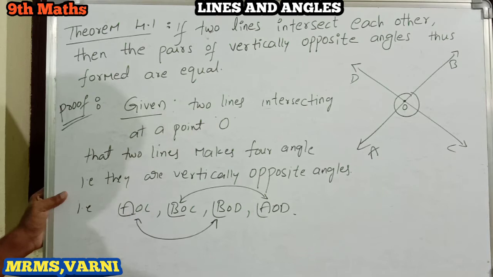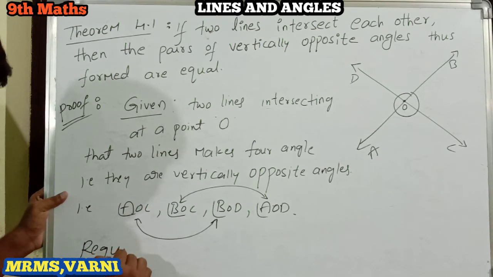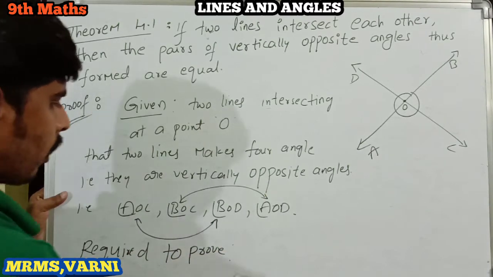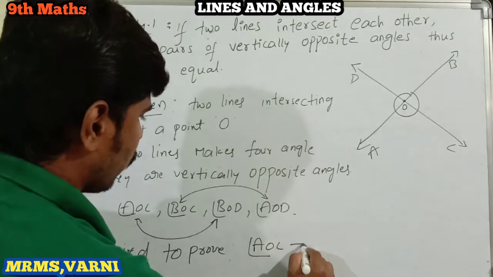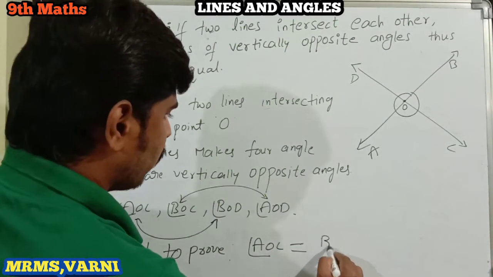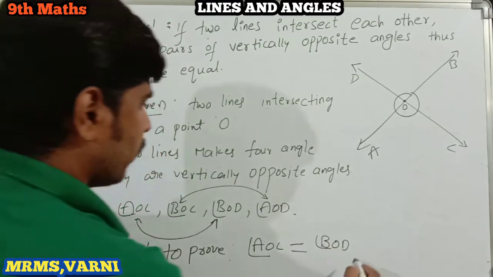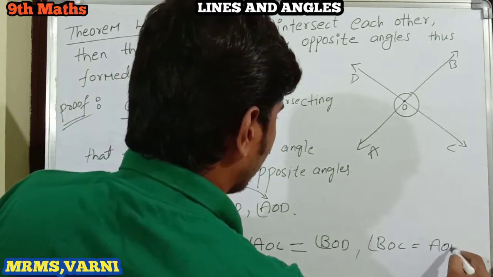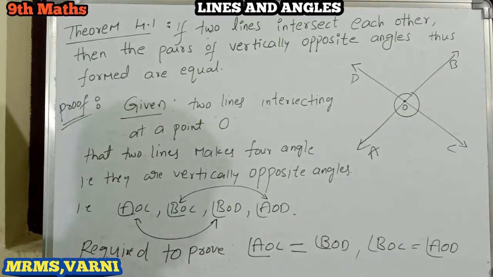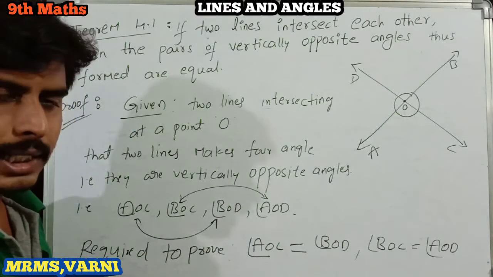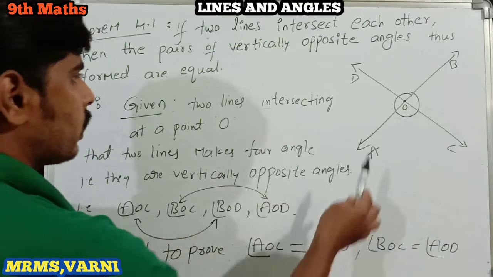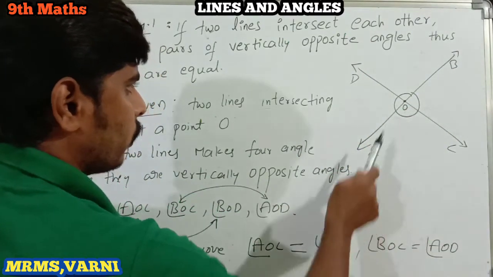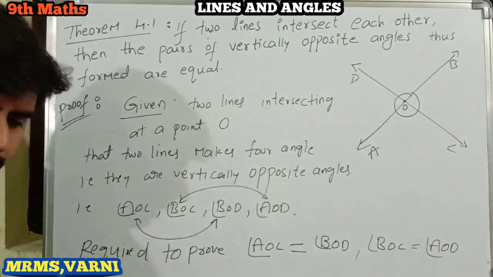So what we have to prove? Required to prove: angle AOC is equal to angle BOD and angle BOC is equal to angle AOD. Is it clear? So we have to prove vertically opposite angles are equal, that is nothing but AOC equals BOD and BOC equals AOD.